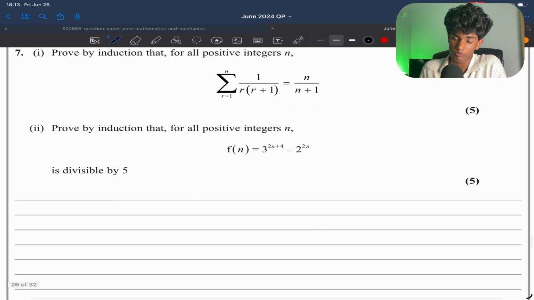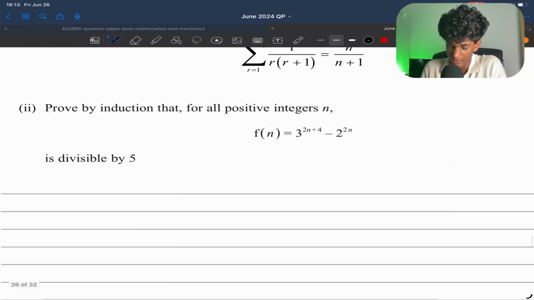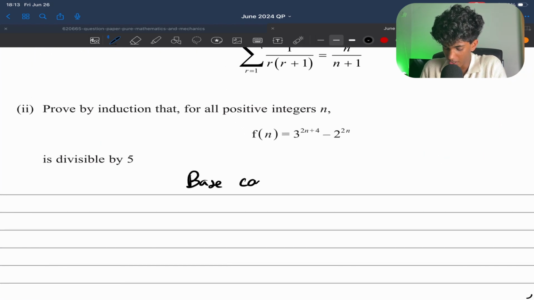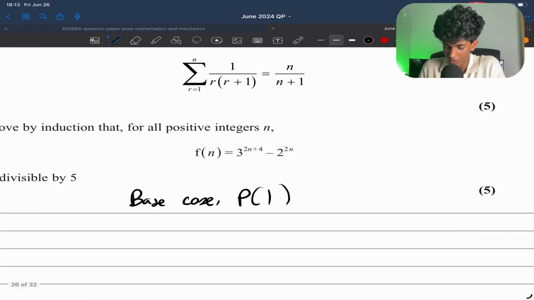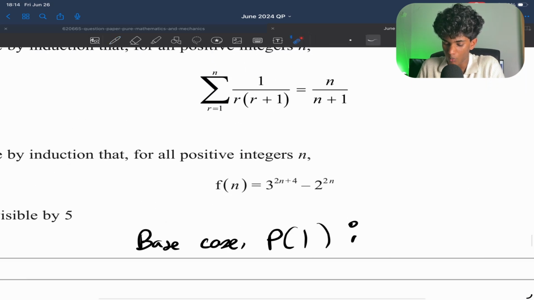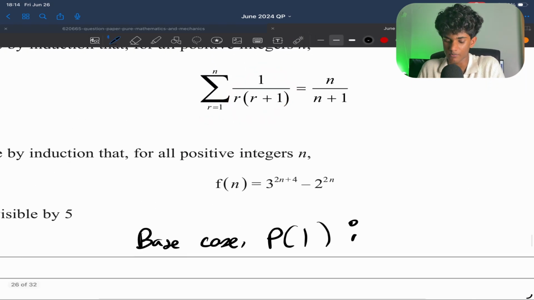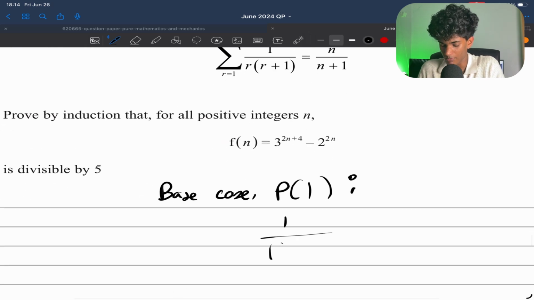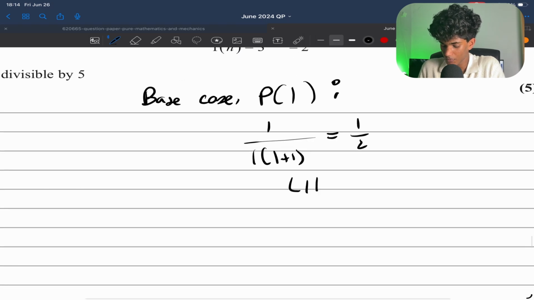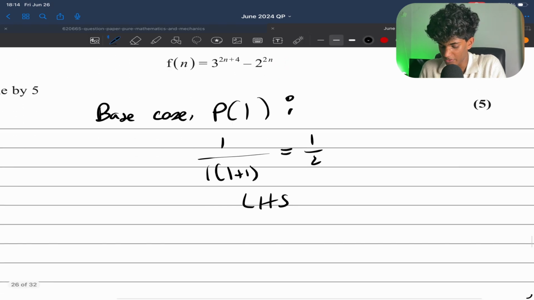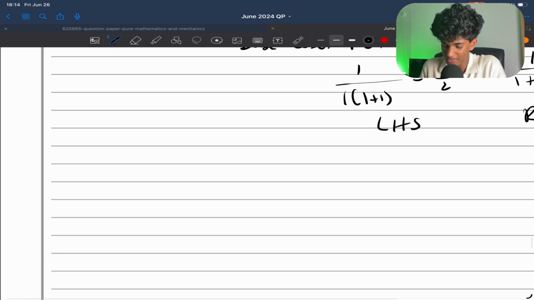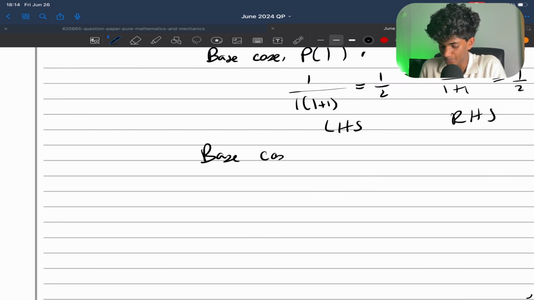Okay, so what do we do for proof by induction? First of all, we do the base case. Base case is p of 1. When n is equal to 1, we get the sum from 1 to 1 of this, which is just 1 over 1 times 1 plus 1, which is 1 over 2. That's the left-hand side. And the right-hand side is going to be 1 over 1 plus 1, which is 1 over 2, RHS. So the base case is true.